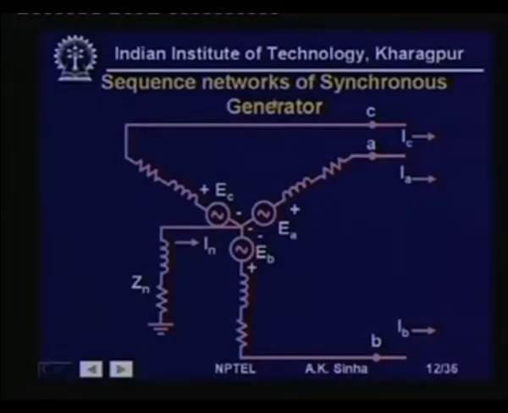When the generator works in normal balanced mode, or symmetrical currents are flowing through it, no current will flow through this neutral impedance. But in case of unbalance, that is IA plus IB plus IC is not equal to 0, then a return current will be flowing through this, which will be the current In flowing through the neutral.